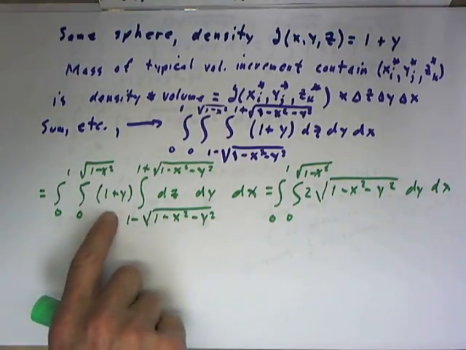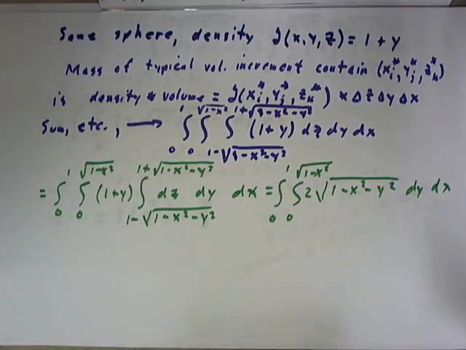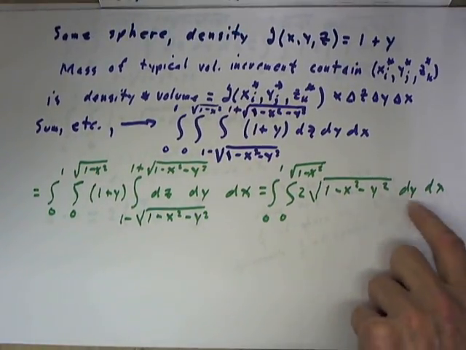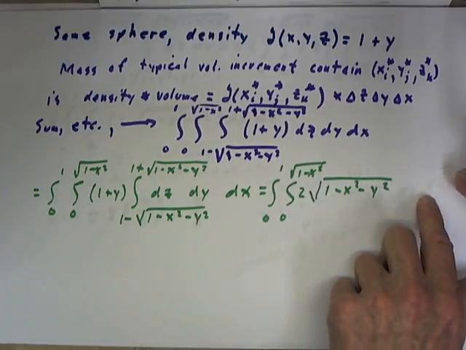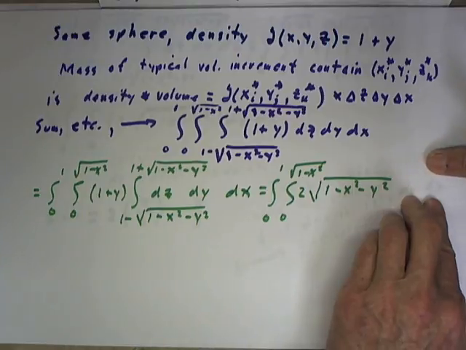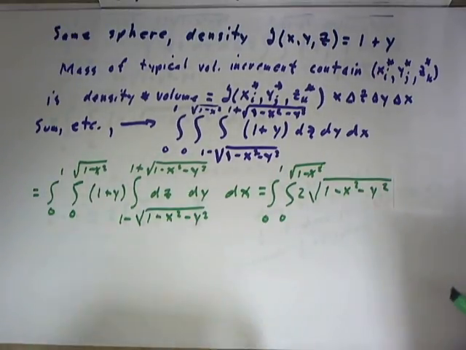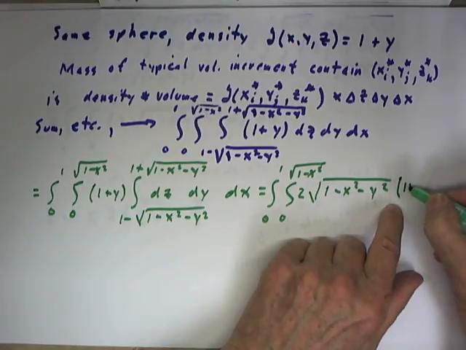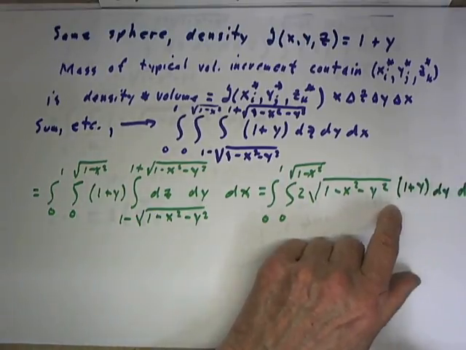I'm sorry I left off my 1 plus y here. I was all excited about having enough room between where I was writing and the edge of the page that I went and spread everything out. Now I'm going to have to compress it as well as admit to an error. Okay, so I have now this 1 plus y dy dx.